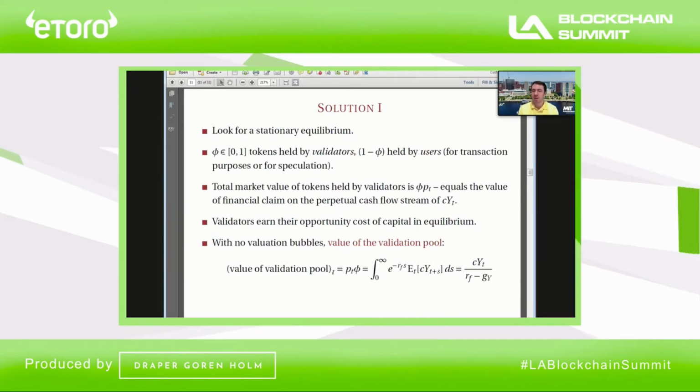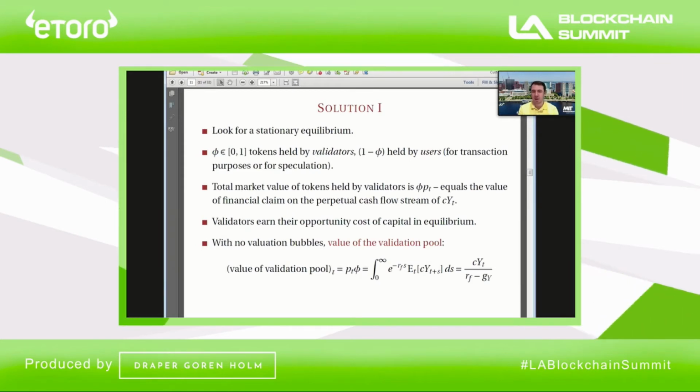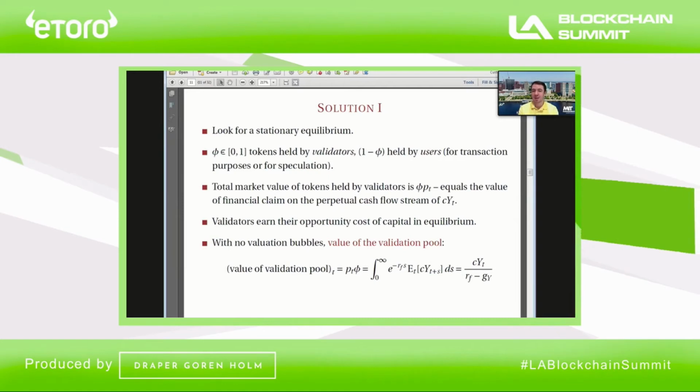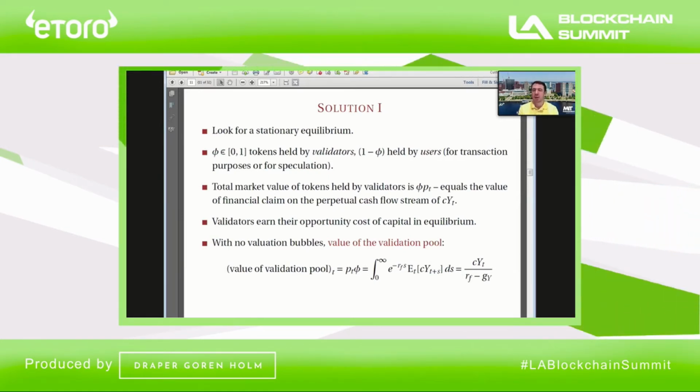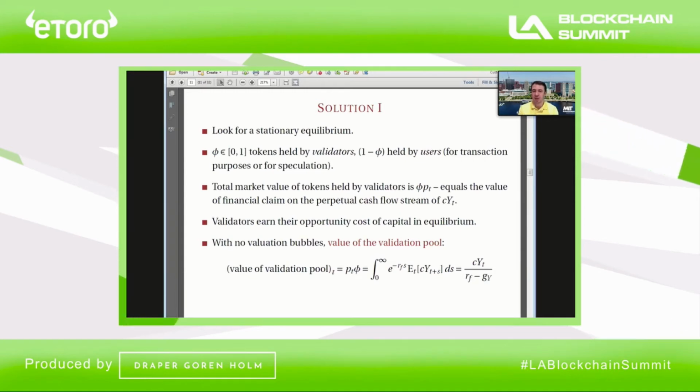And so what we find is that the total value of the validation pool, which is P, the total value of tokens, times phi, the relative size of the pool, is equal to the expected discounted value of the future fees, and that is equal to the current flow of fees, C times Y, divided by interest rate minus the risk-adjusted growth rate of transaction volume in the system. So again, those of you coming from finance, you see this is the Gordon growth model applied in this context.